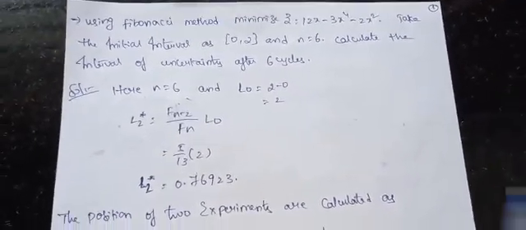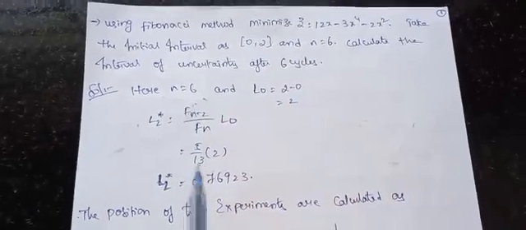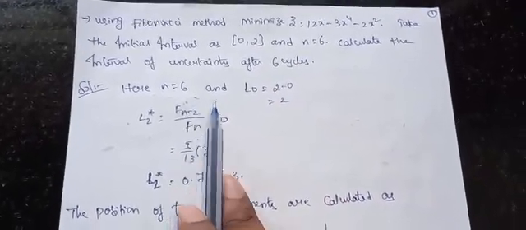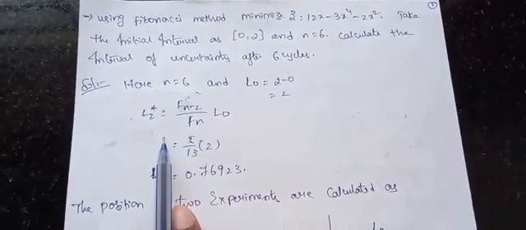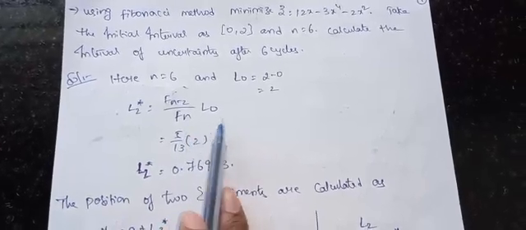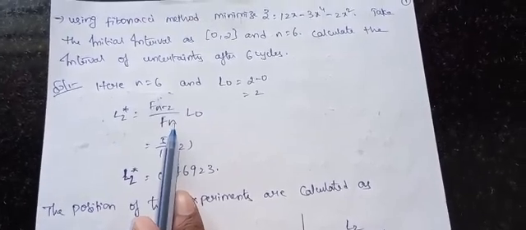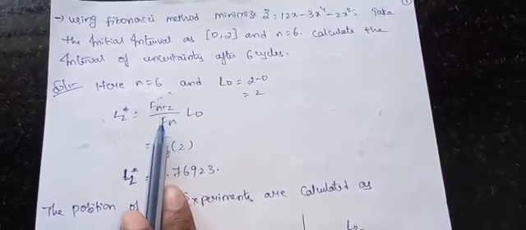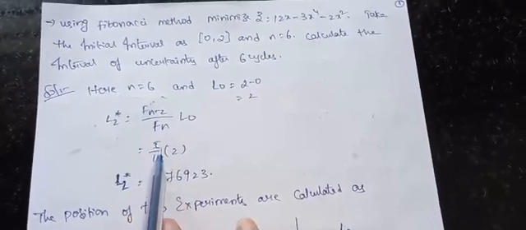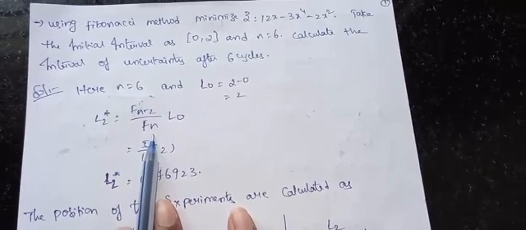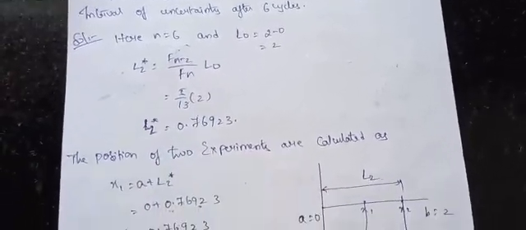L0 is nothing but the upper limit minus the lower limit. Here 2 minus 0 is L0, and n equals 6. So L2 star, the amount of uncertainty we have to calculate, equals F(n-2) by F(n) into L0. In the Fibonacci series, with n equal to 6, F6 minus 2 is F4. The F4 number is 5 and the F6 number is 13. So 5 by 13 into 2, L2 star value is 0.76923.